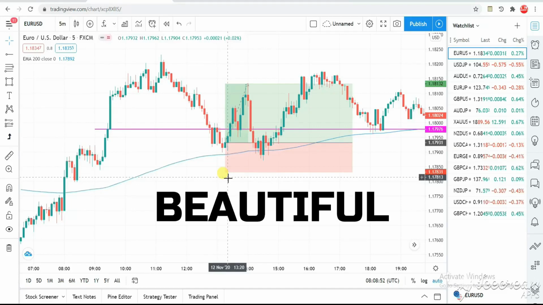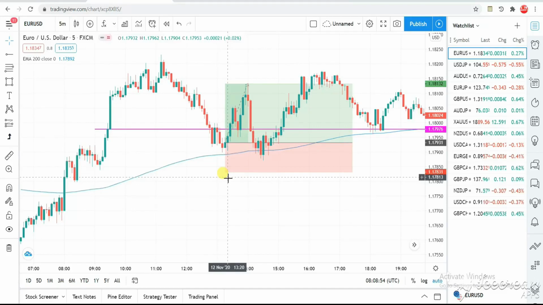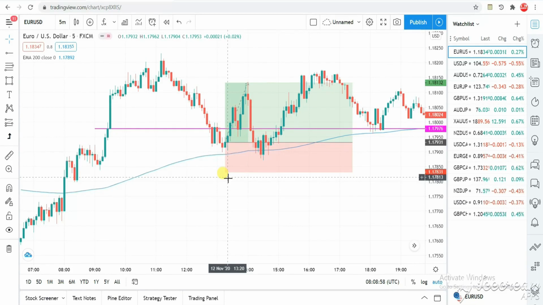So guys, this was a beautiful win. If you can trade like this, you're going to make money in the forex market.